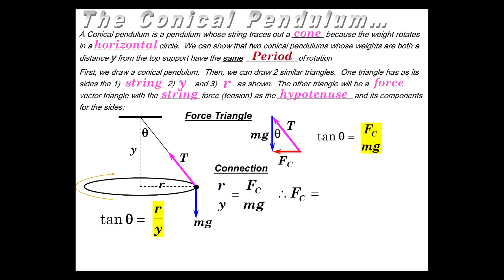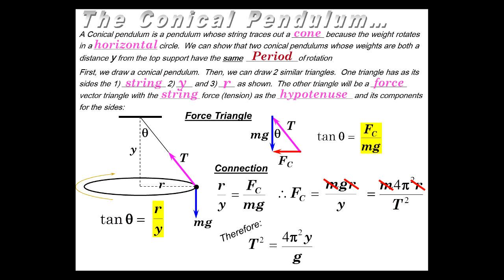So we can solve for Fc, mgr over y. But we know that Fc is equal to m 4 pi squared r over T squared by definition. So we're going to equate it to that, cancel out the m's and the r's, and we get from this, period squared is 4 pi squared y over g. So now we've just essentially solved for the period of a conical pendulum, 2 pi square root of y over g, which looks similar to a regular pendulum, 2 pi square root of L over g.